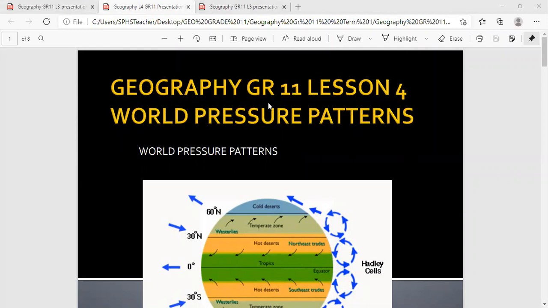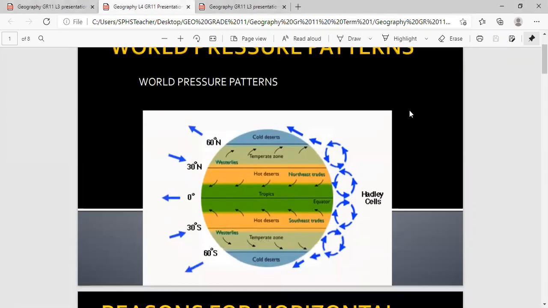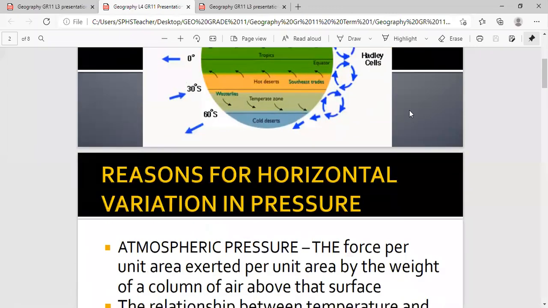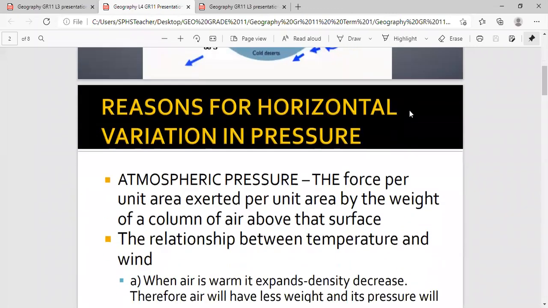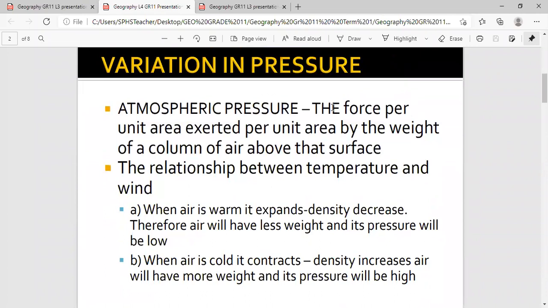World pressure patterns. Okay. So as the waters and the winds are moving up and down, changing directions and pushing heat from the equator to the North Pole and the South Pole, we have what we call pressure patterns. Okay, reasons for horizontal variation in pressure patterns. Okay, atmospheric pressure: the force exerted per unit area by the weight of a column of air above the surface. Relationship between the temperature and wind.